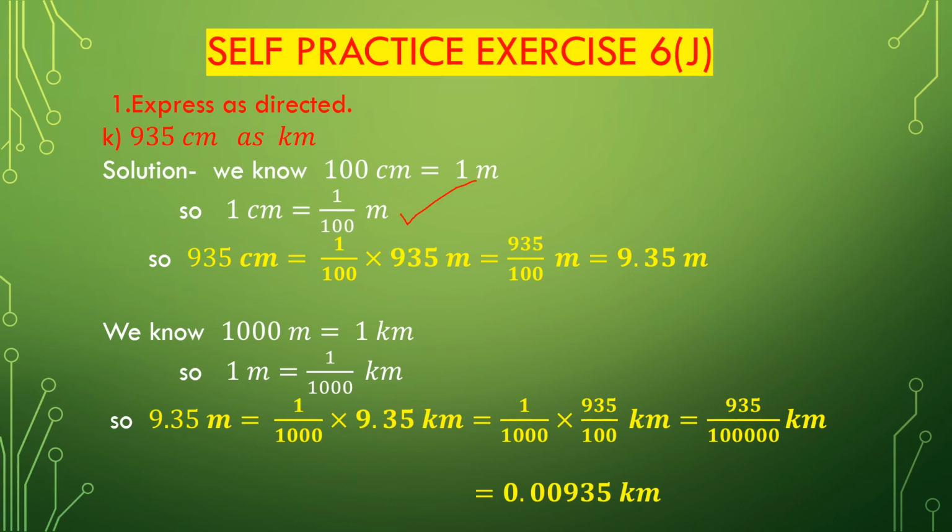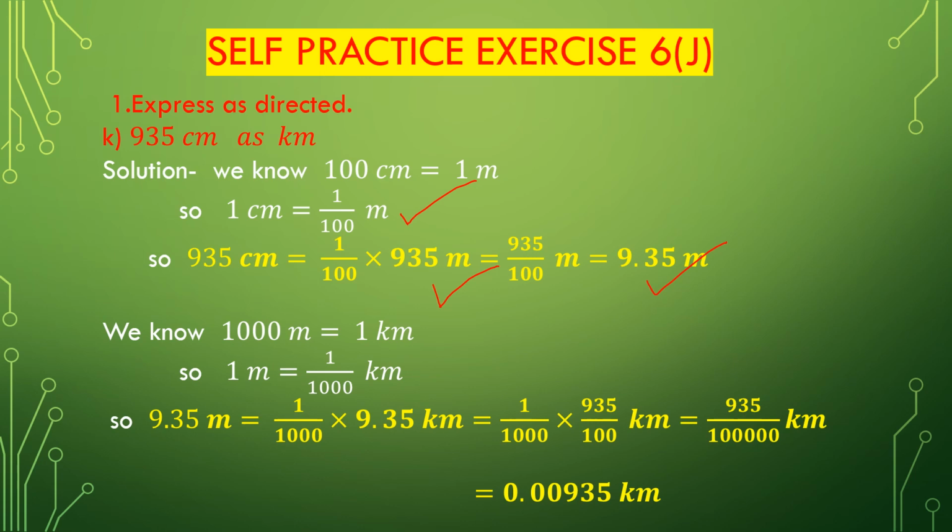So 935 centimeter will be 1 divided by 100 multiplied with 935 meter. So 935 divided by 100 meter. 935 is 900 plus 35, divided by 100. 900 divided by 100 is 9. 35 divided by 100 is 0.35. So 9 plus 0.35, that is 9.35 meter. Now we have to convert this meter into kilometer.